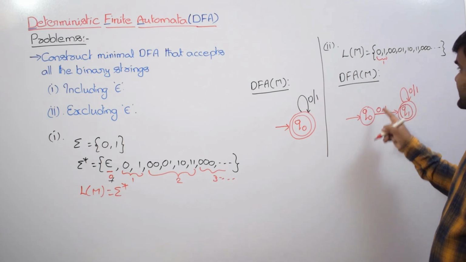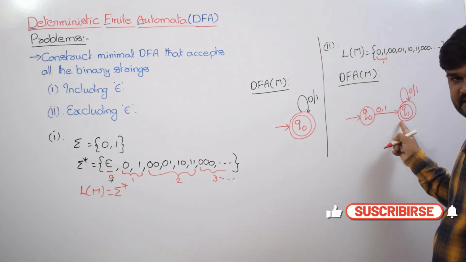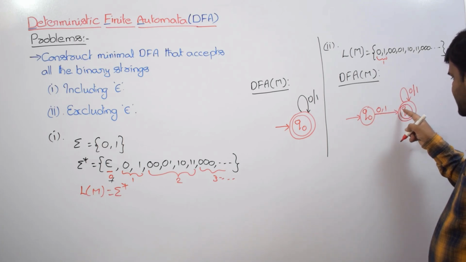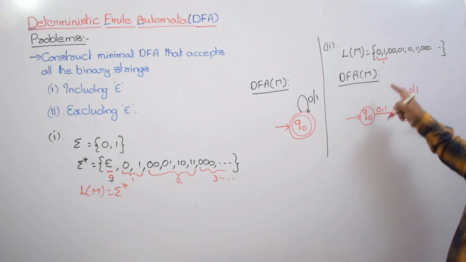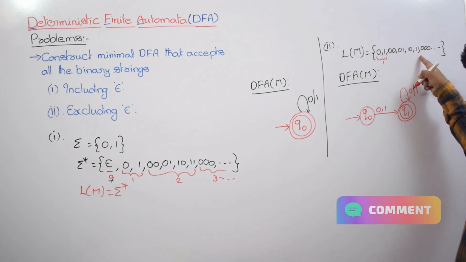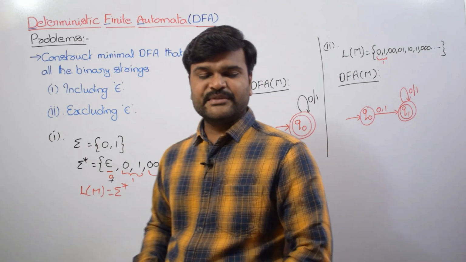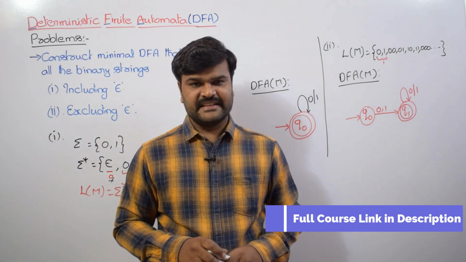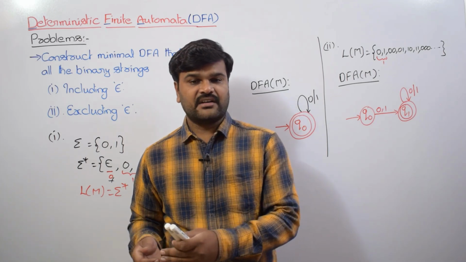Now you can see on 0 it is in the final state, and on 1 also it is in the final state. If it is 00, on 0 q0 goes to q1, and on 0 again it stays in q1, and similarly for 01. So any word you take is accepted, except epsilon, the 0 length word. In this manner we can construct the DFA. In the coming lectures let us see more complex problems.